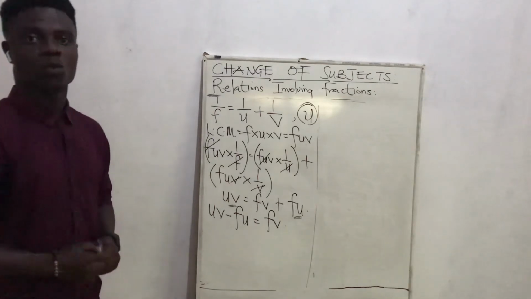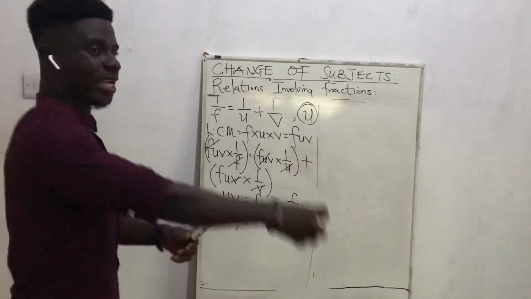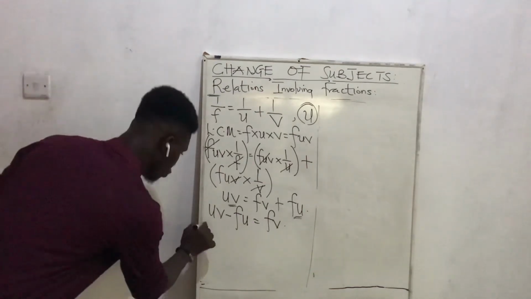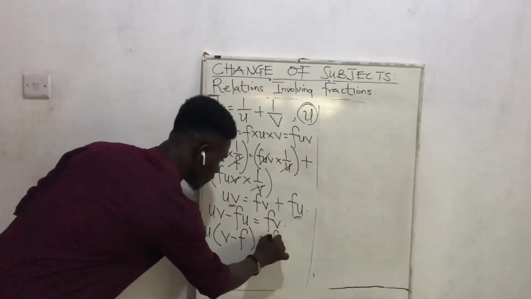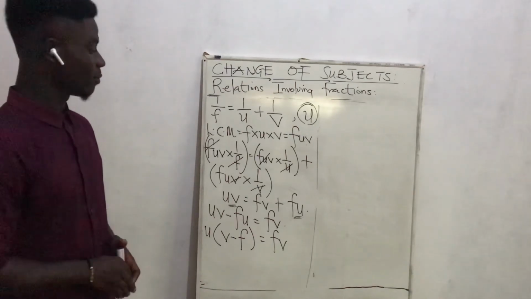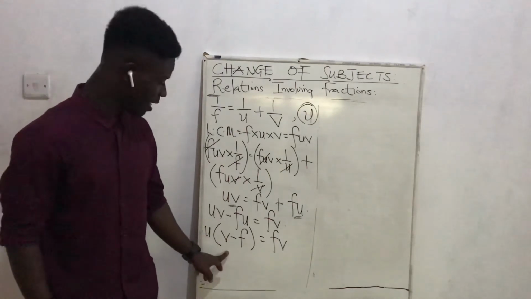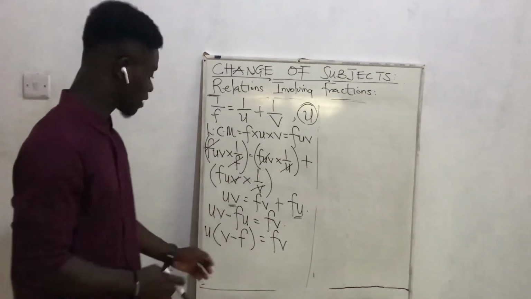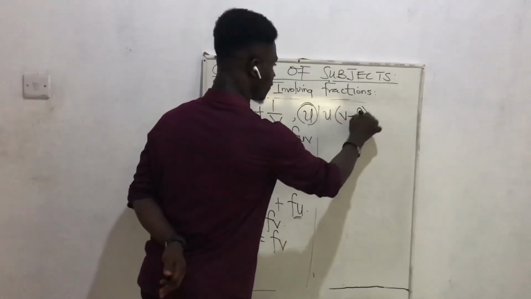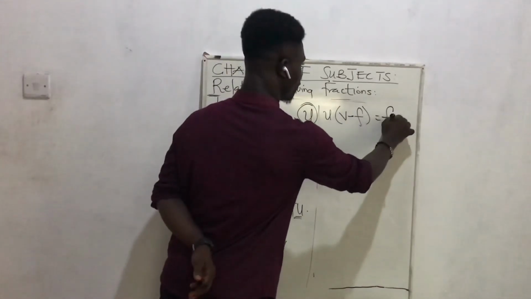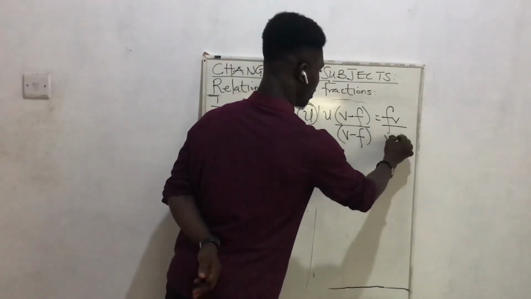What do we do again? Yes, you factorize out, bring out the variable U. So U out, we have V minus F equals FV. So now this U is multiplying the expression inside the bracket, which is V minus F. So we have to divide both sides by V minus F. So I have U times V minus F equals FV. So I have V minus F here, then V minus F here.